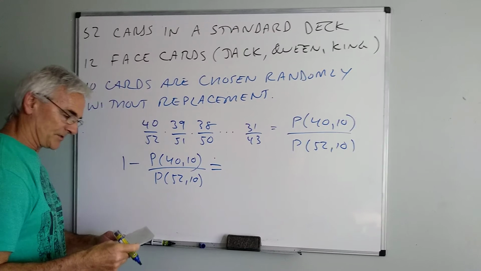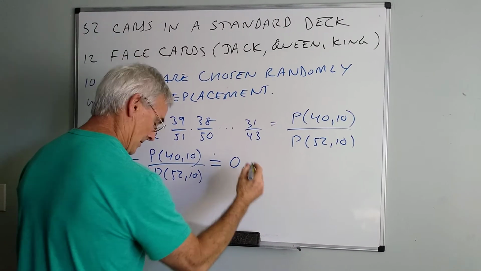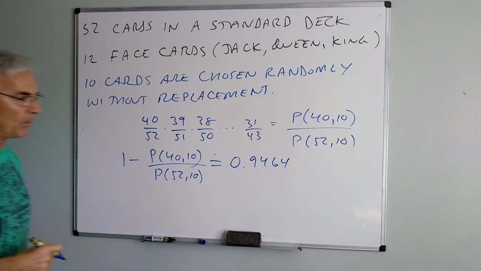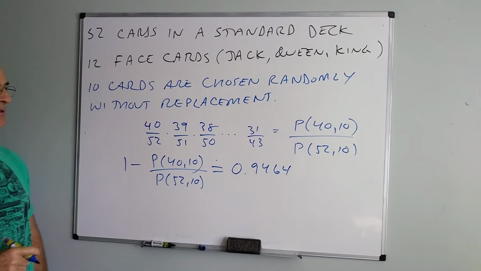Which once again yields a very, very large value. In this case it would be 0.9464. We have almost a probability of 1 by just choosing 10 cards.